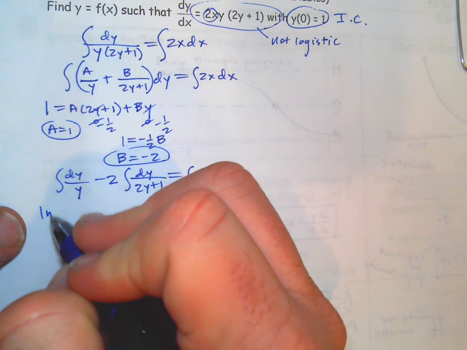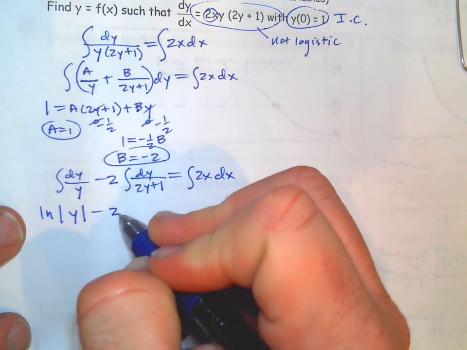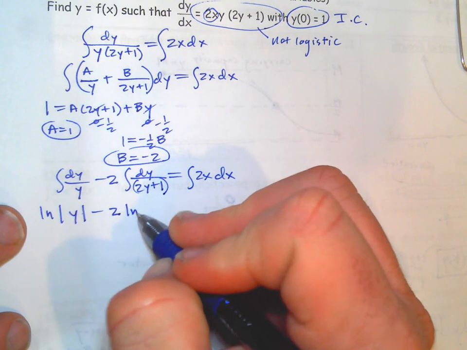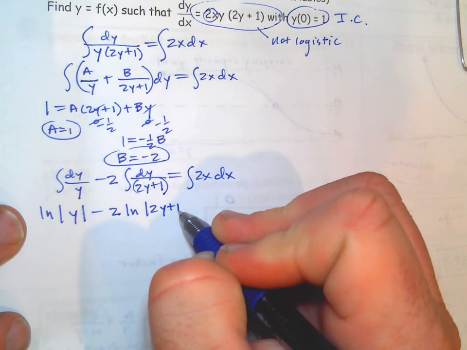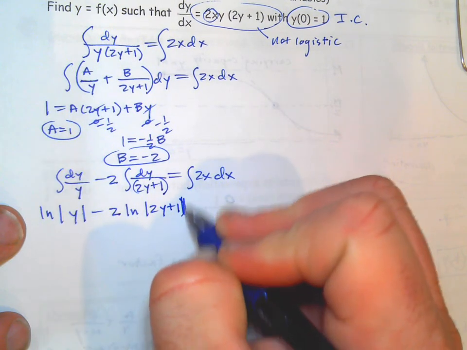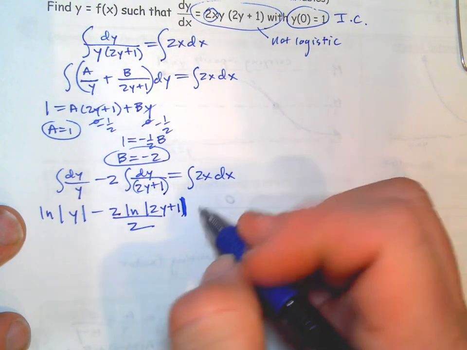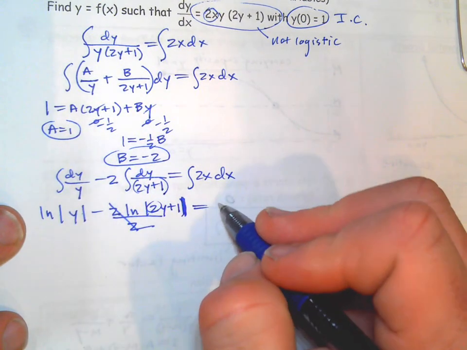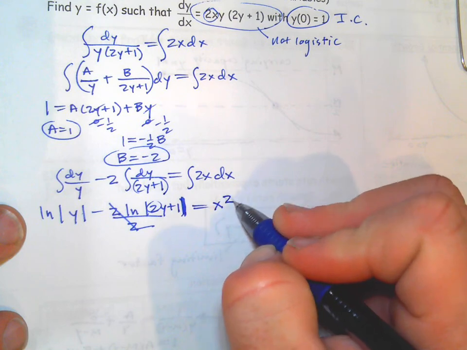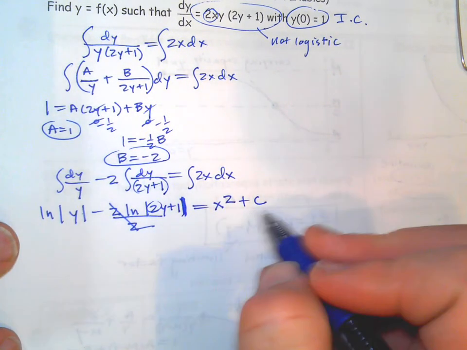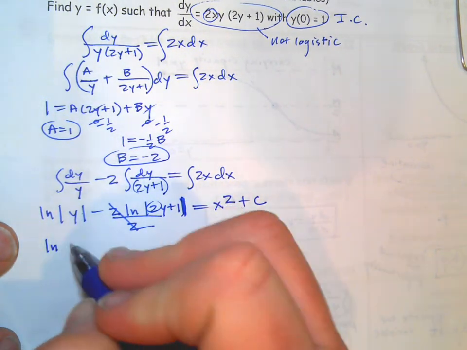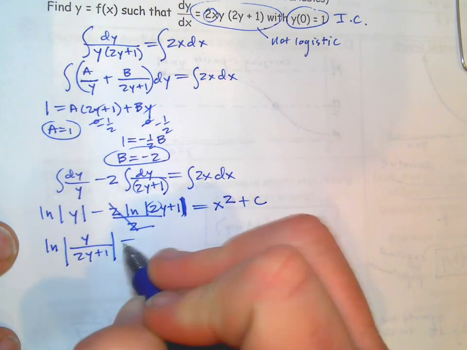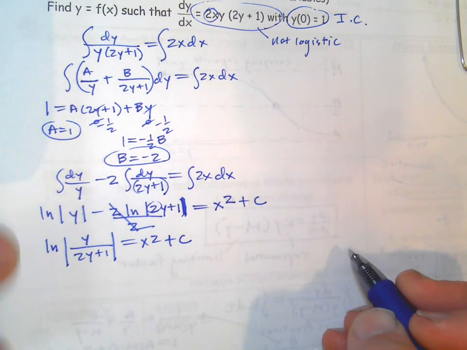So this is going to be natural log of the absolute value of y, minus 2 times natural log of the absolute value of 2y plus 1, but an extra 2 is going to pop out that we don't want, so we have to divide by 2. All right, chain rule. There was already a 2, so it works out nice. This is going to be x squared plus c. Now, before we find the c, I'm going to combine these together. Natural log of y over 2y plus 1. Seems like that'd be easier.